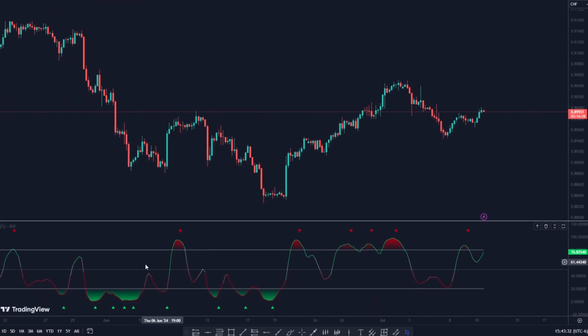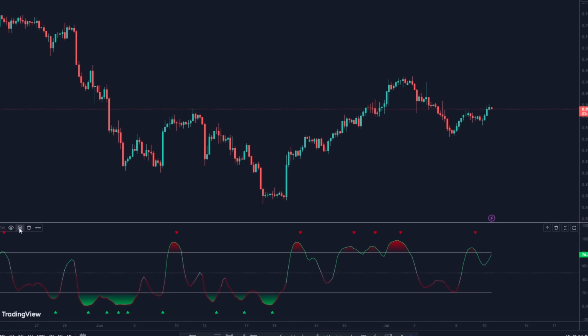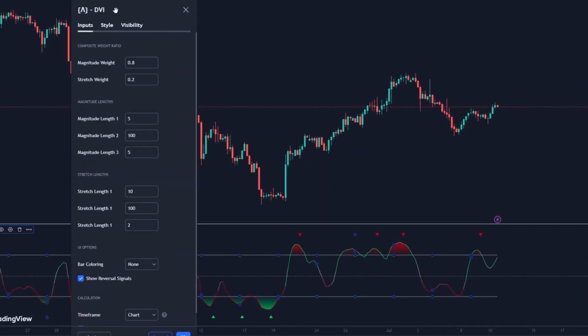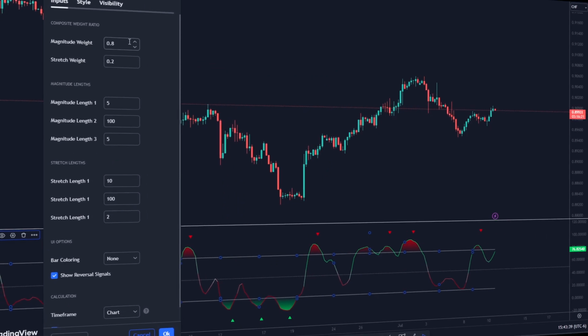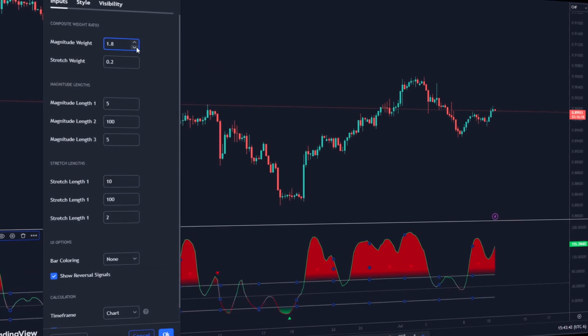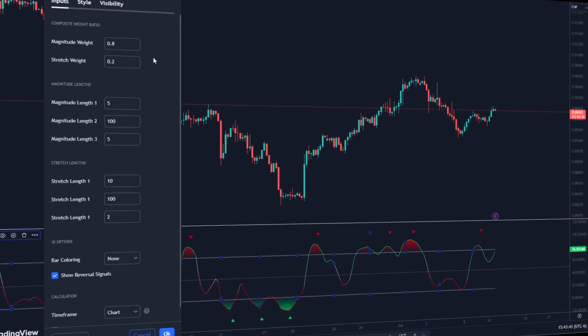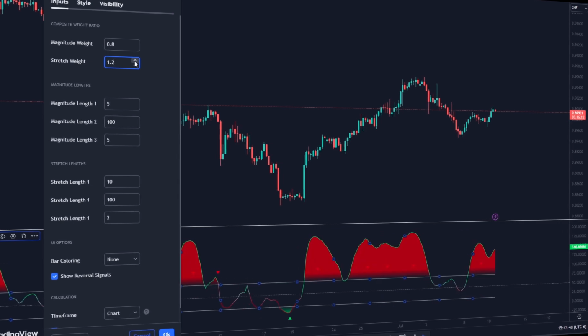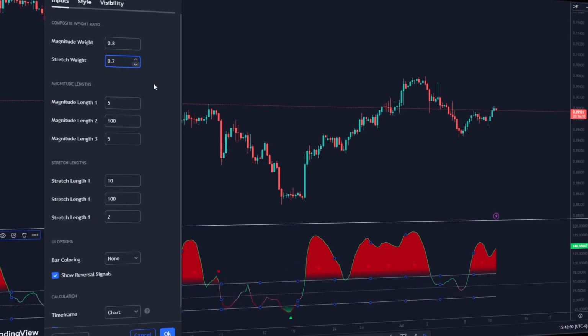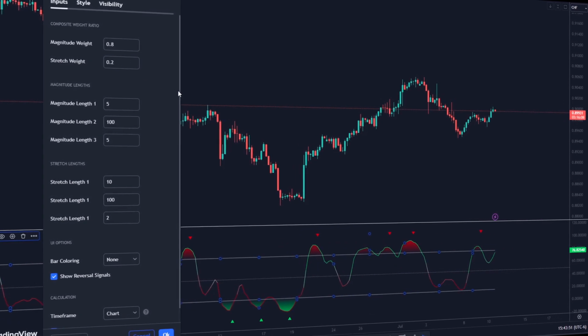The DVI parameters allow you to customize its behavior and display to suit your trading style and the markets you analyze. Magnitude weight controls the importance of price momentum in the calculation. A high value means that the momentum will have a greater impact on the result. Stretch weight controls the importance of price volatility. A high value means that volatility will have a greater impact on the result.